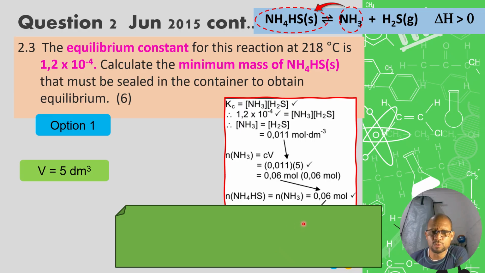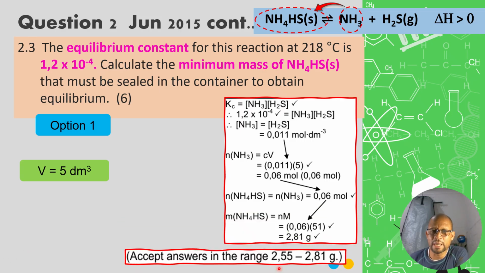Once I have that moles of ammonia, relate that to the moles of the reactant. And we can see it's a 1-to-1 mole ratio. Therefore, I will have 0.06 moles of ammonium hydrogen sulfide. And once I have that moles, I can use it to calculate the mass. Now, if you work out the molar mass of my reactant, I will see that it is 51 grams per mole, and that 51 times 0.06 will give me an answer of 2.81 grams.